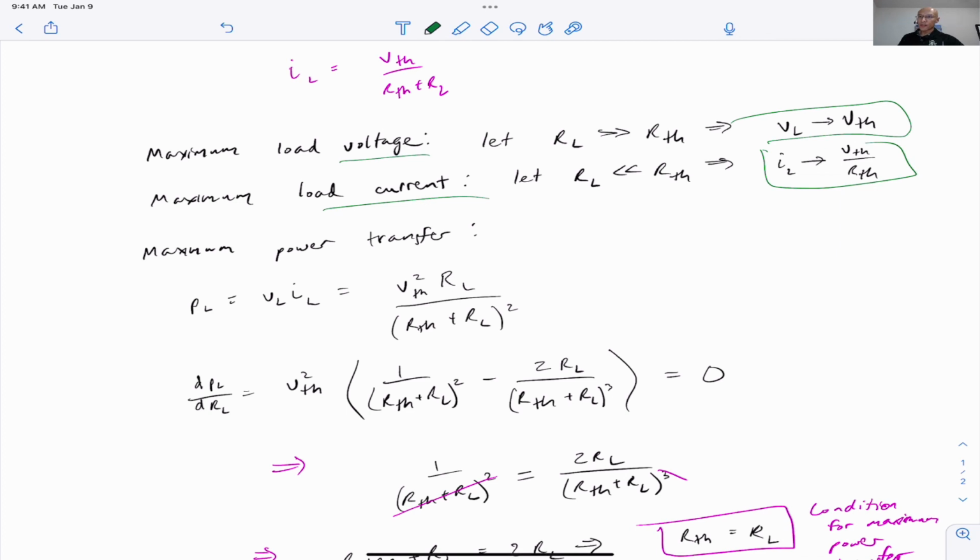Okay, so that is one reason we are interested in Thevenin analysis, is that we can simplify a power source down to just a single voltage source and a single resistor, and then we can learn things about the kind of load that we want.